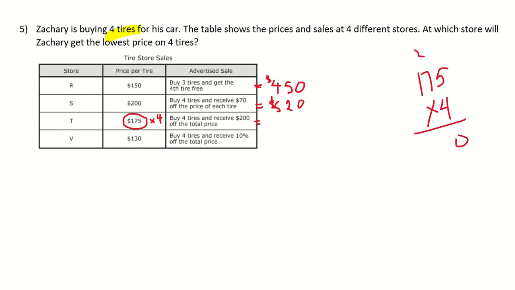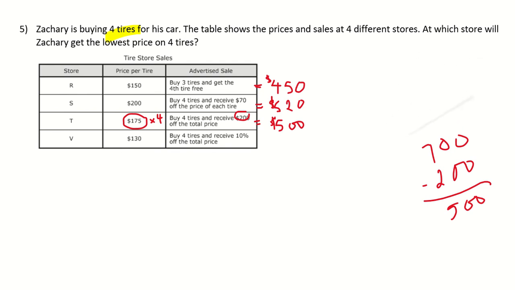7 times 4 is 28, plus 2 is 30. And then 4 times 1 times 4 is 4, plus 3 is 7. So it comes out to 700, but then remember they get $200 off. So that's 500. Still not the best deal. Still not the best option because number 1 is still in first place.